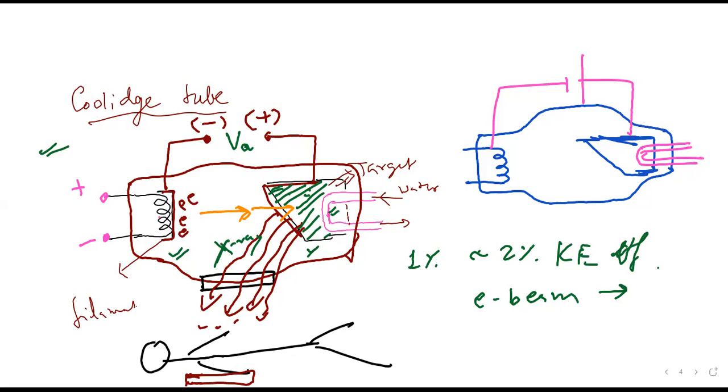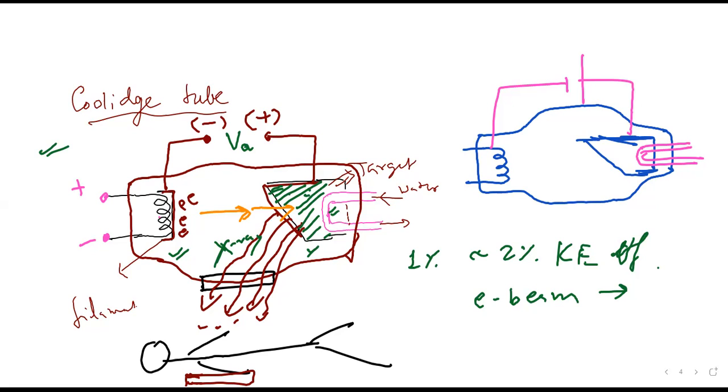And intensity is related to the number of X-rays. So the more electrons colliding with the anode, the higher the intensity. Is that correct? See, intensity means, assume that an X-ray is a photon. So more intensity means more number of photons.